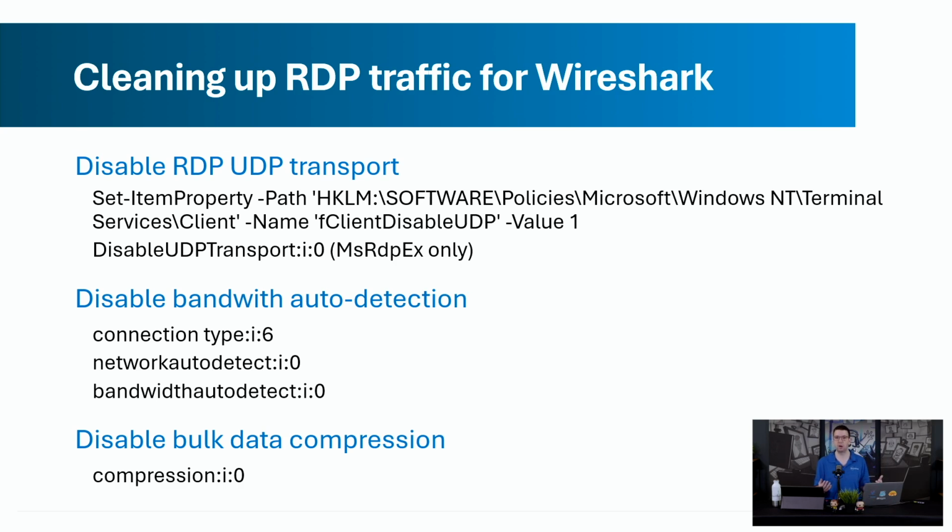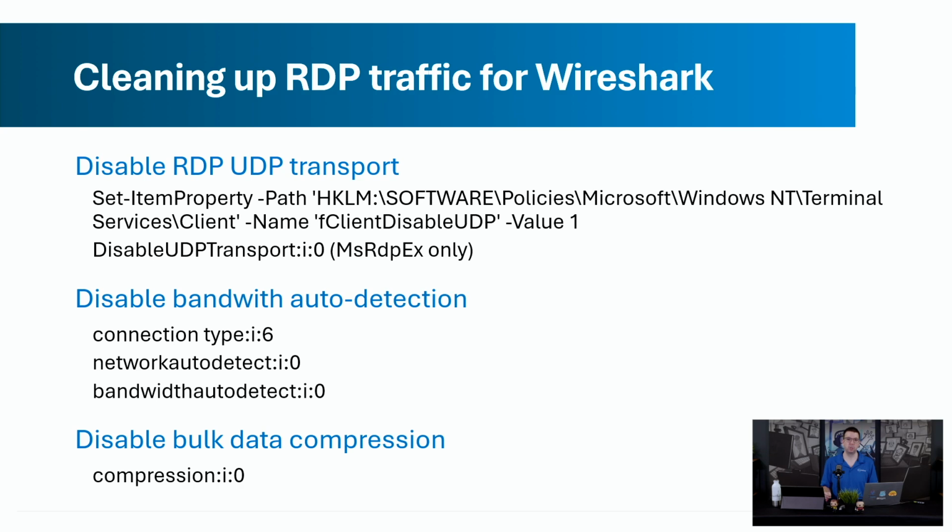This is not a standard option added in MSRDPX. Otherwise, there's this registry key in the slide, which you can just set, and it will disable UDP for all of the client connections from that same machine with MSTSC.